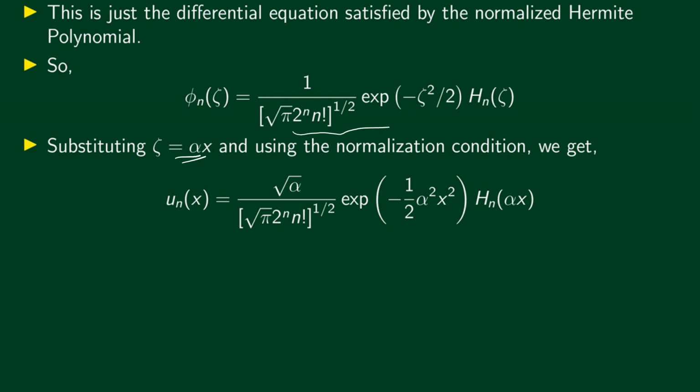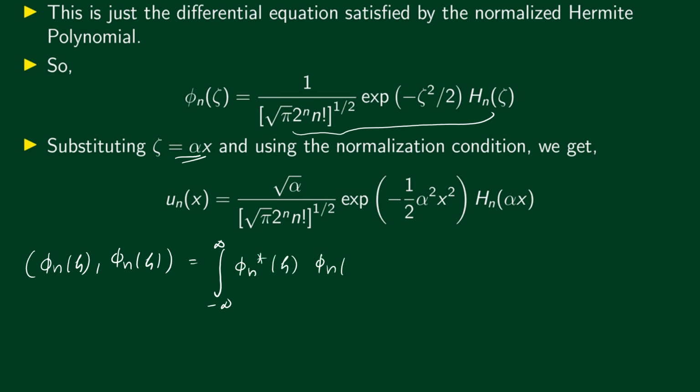For this, one thing we can do is use the normalization condition, because we are trying to find the normalized energy eigenfunctions. So let's write the normalization condition. It is written as the inner product of phi n of zeta with phi n of zeta, equal to the integral from minus infinity to infinity of phi n star of zeta phi n of zeta d zeta, equal to 1. This is the normalization condition.